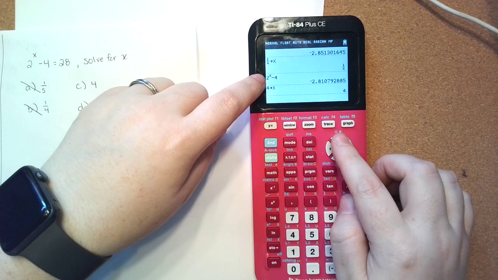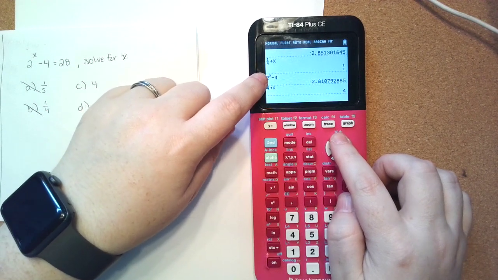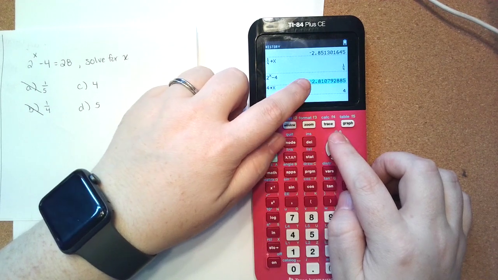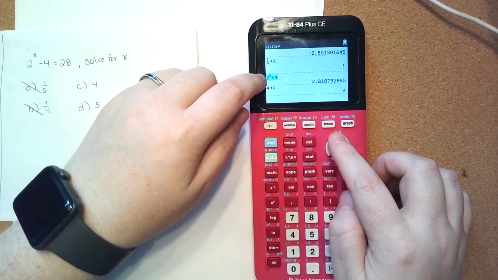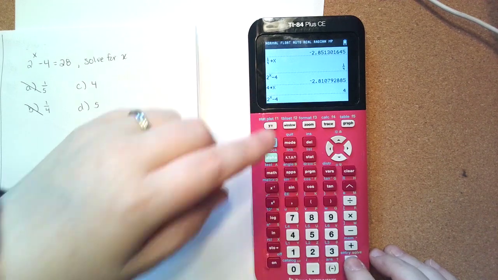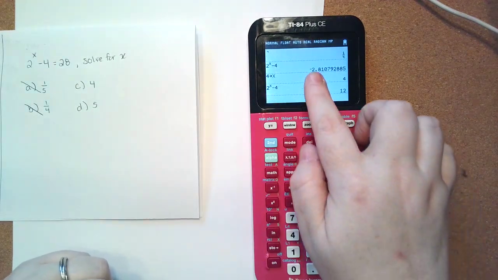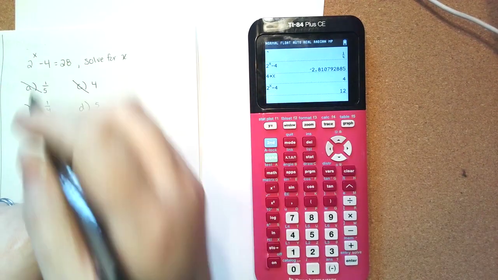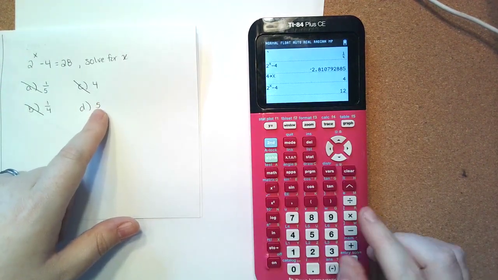So again, I'm going to copy and paste my expression. So there's the 4 store x, the last answer, and then my original expression. I'm going to press enter on this, and it copies and pastes it. And now I'm going to press enter. It gave me a different answer, but it's still not 28, so I know that 4 is not the correct answer. The answer should be 5, so let's check that.